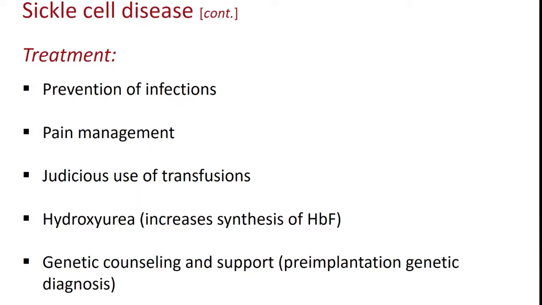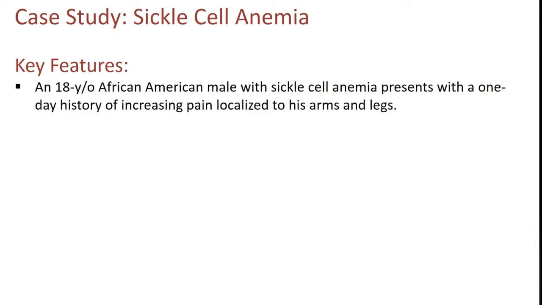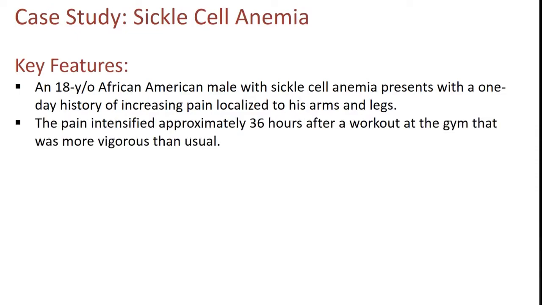Our case study is about an 18-year-old African-American male with sickle cell anemia who presents with a one-day history of increasing pain localized to his arms and legs. The pain intensified approximately 36 hours after a workout at the gym that was more vigorous than usual.